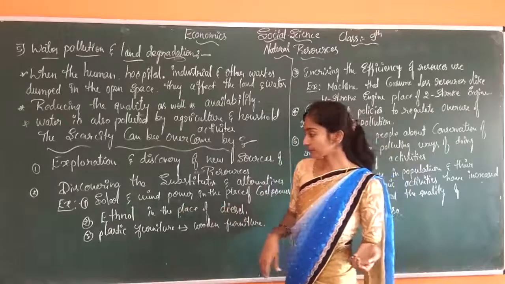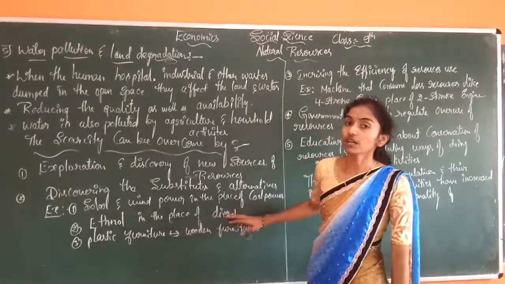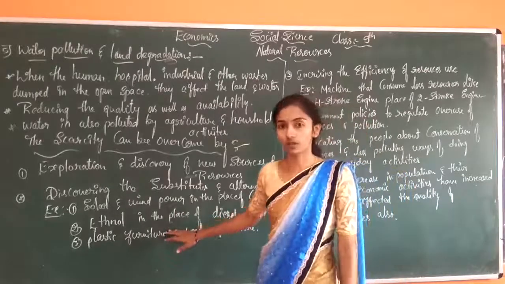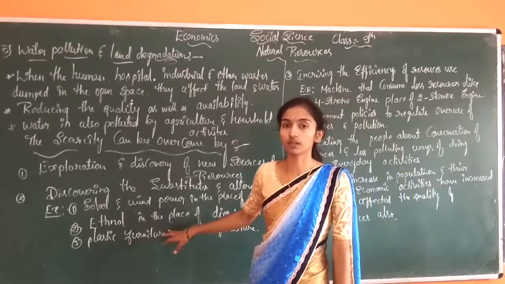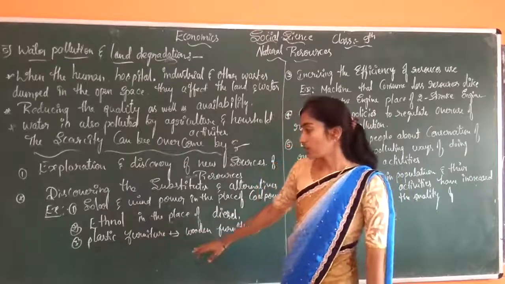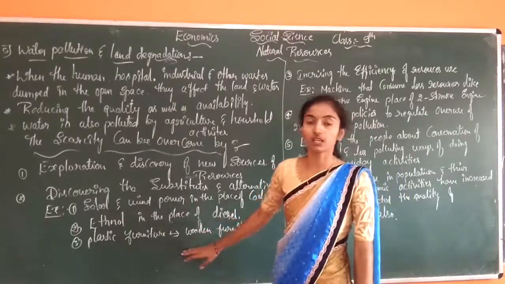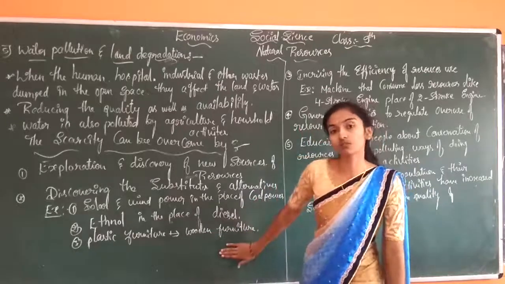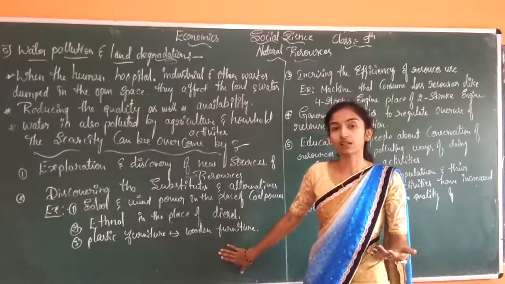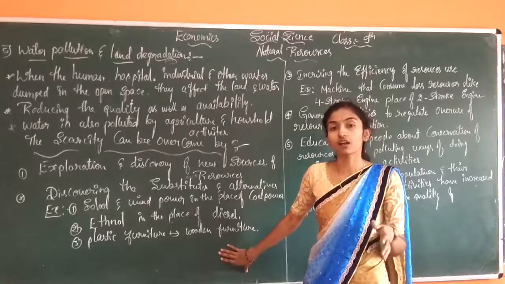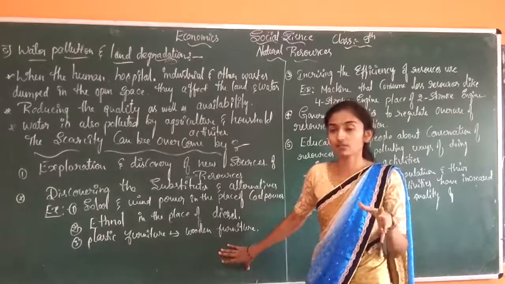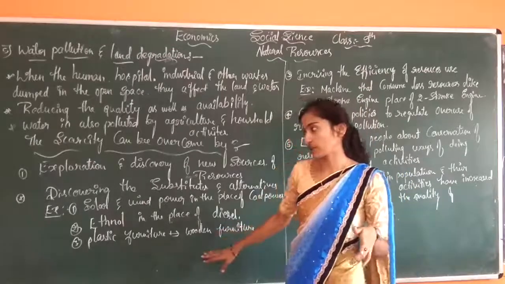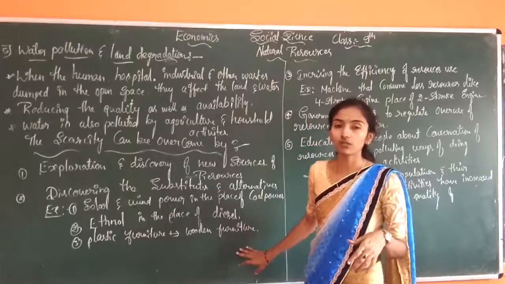The next one, ethanol instead of the diesel. It means diesel ನ ಬದಲಾಗಿ ethanol ಅಂತಕ್ಕಂತ ಒಂದು ಇಂಪಾರ್ಟೆಂಟ್ ಥಿಂಗ್ ಅನ್ನ ನಾವು ಯೂಸ್ ಅನ್ನ ಮಾಡಬೇಕು. The next one, using plastic furniture instead of wooden furniture. It means when we use wooden furniture, we have to destroy a lot of forests. So for that reason we use plastic furniture instead of wooden furniture.